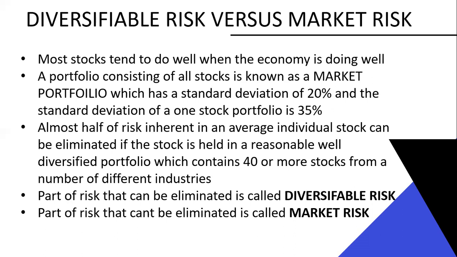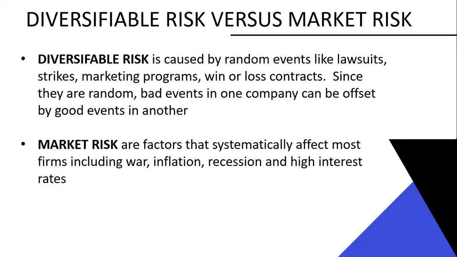So let's say you're looking at the stock market. The part of risk that you can eliminate by having a good portfolio of stocks is the diversifiable risk. And the part of stock risk that cannot be eliminated in a portfolio is called market risk. So it is important for you to know that there are two types of risk: the diversifiable risk that can be eliminated and the market risk that cannot be eliminated.